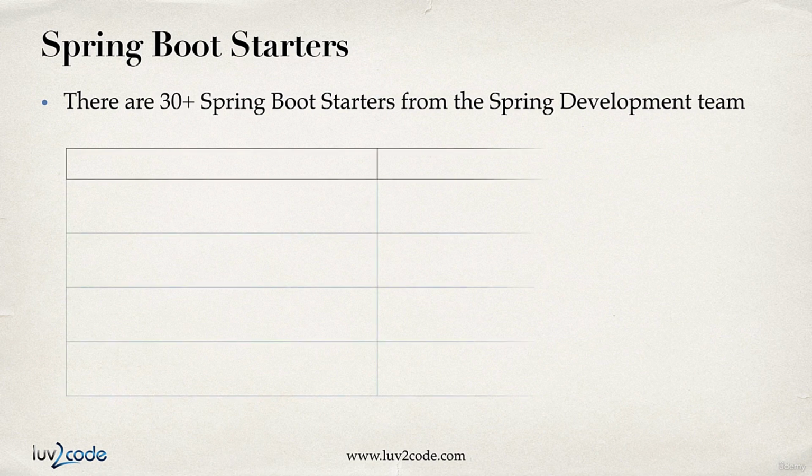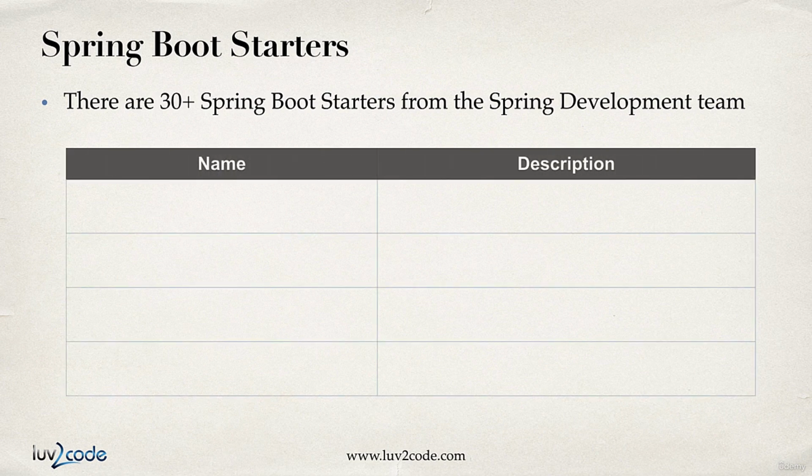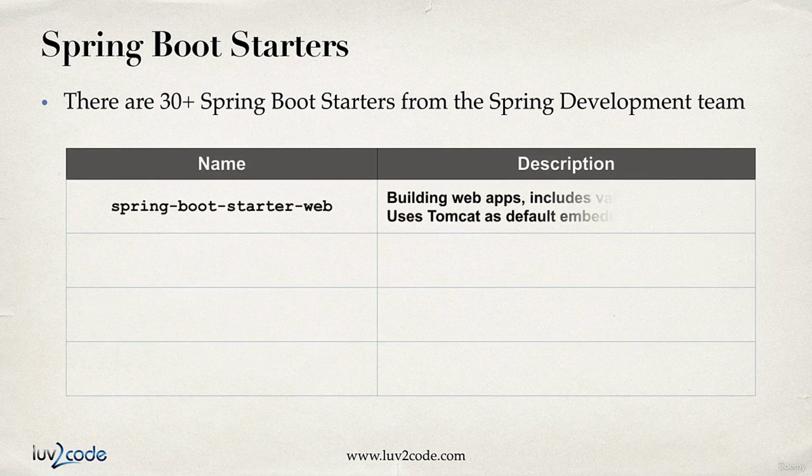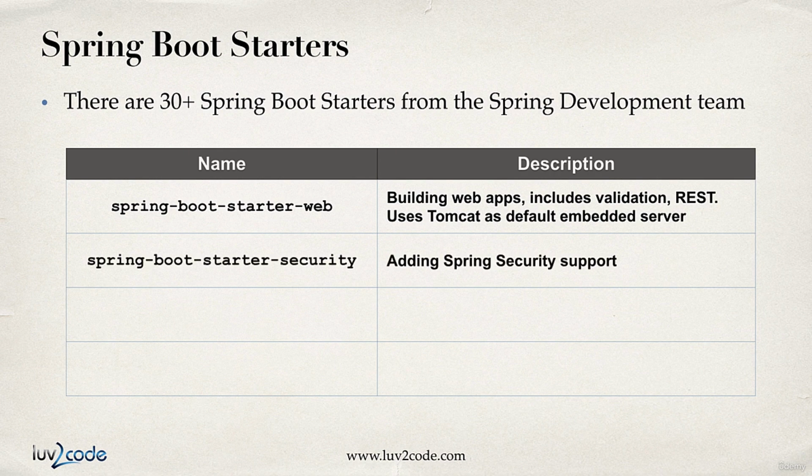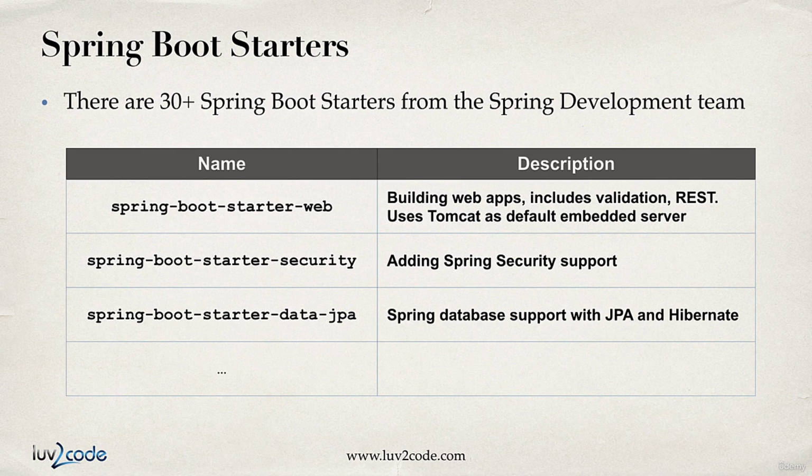All right, so this is pretty good. We saw some of the starters. There are actually 30 plus Spring Boot starters that are created by the Spring development team. There's the Spring Boot Starter Web for building web apps, which includes validation and REST, and uses Tomcat as the default embedded server. There's the Starter Security for giving security support. There's the Starter Data JPA for adding database support with JPA and Hibernate, and so on.